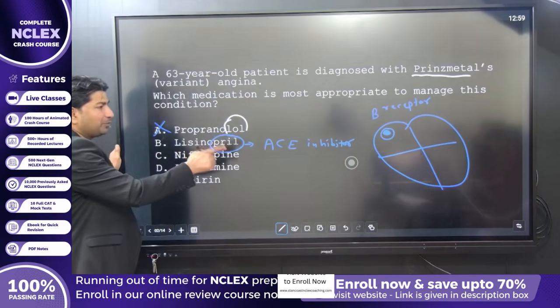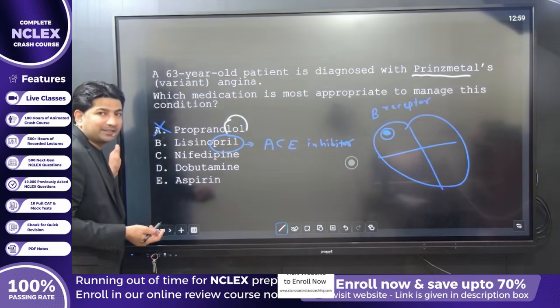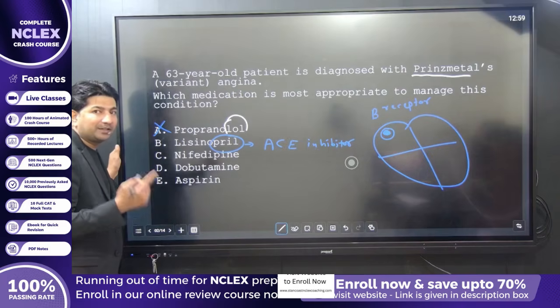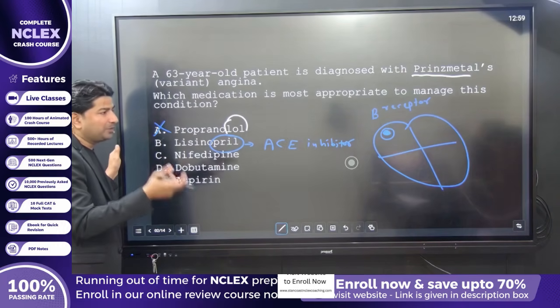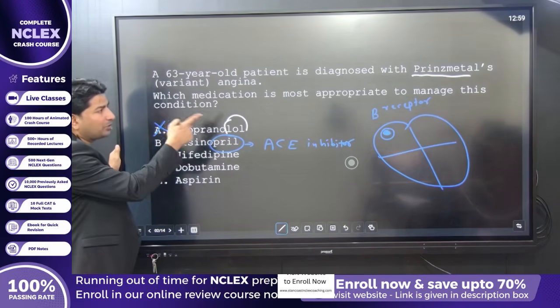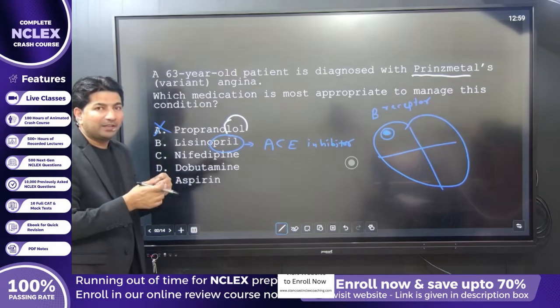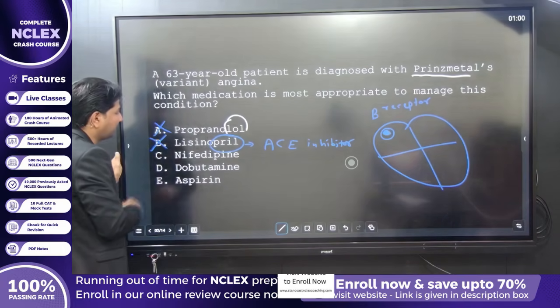So this drug primarily works on the RAS system, the renin-angiotensin-aldosterone system, to lower BP. But it doesn't resolve the coronary artery spasm. Therefore, we'll eliminate this option as well.